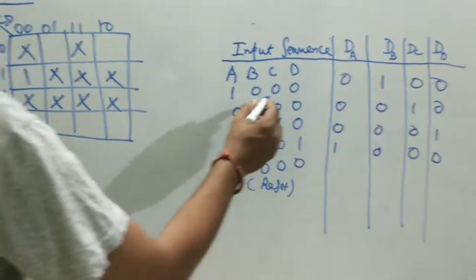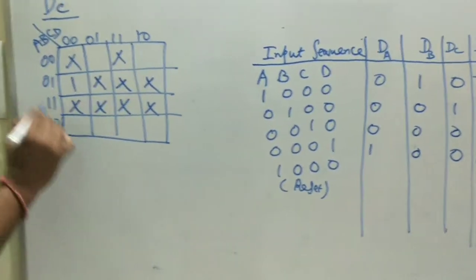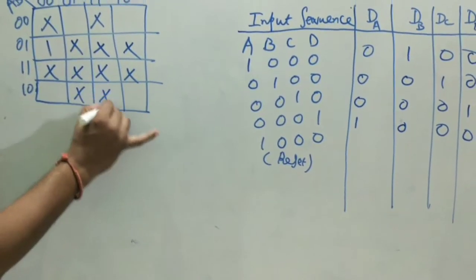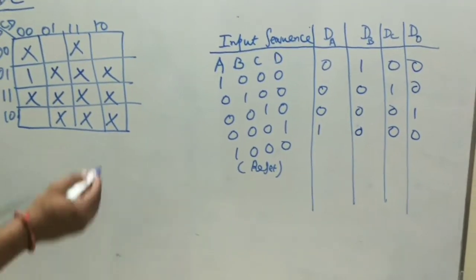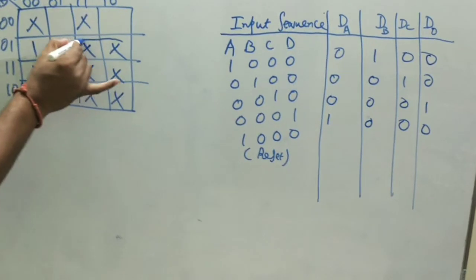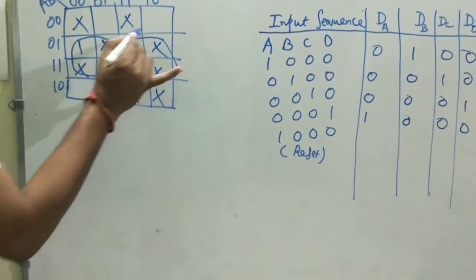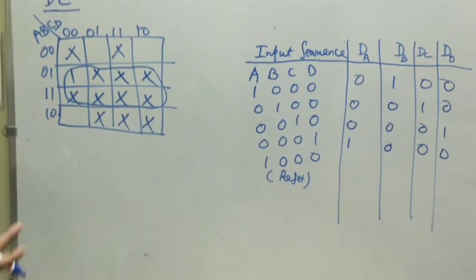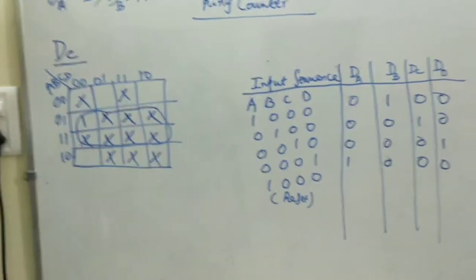1, 0, 0, 0 is 0. So we won't plot it. 1, 0, 0, 1 don't care. 1, 0, 1, 1 is don't care. 1, 0, 1, 0 is don't care. Here also we are forming an octet. Okay, for all the flip-flops, the inputs will form an octet in the case of a ring counter.